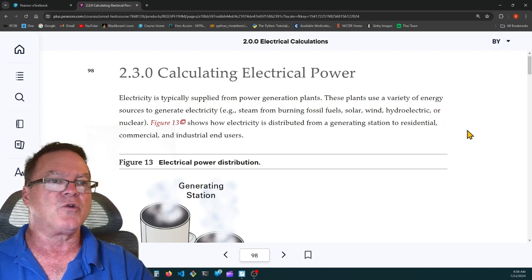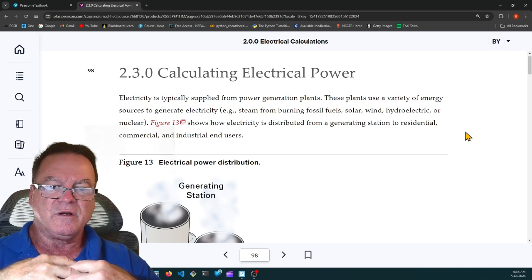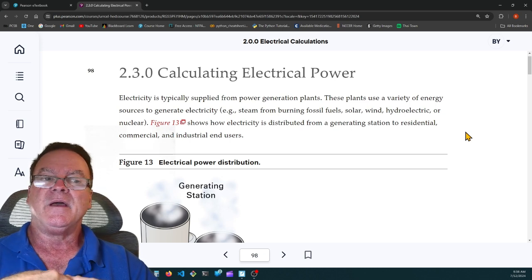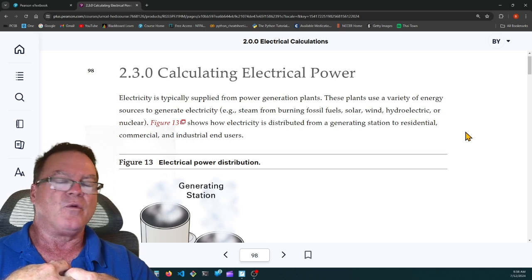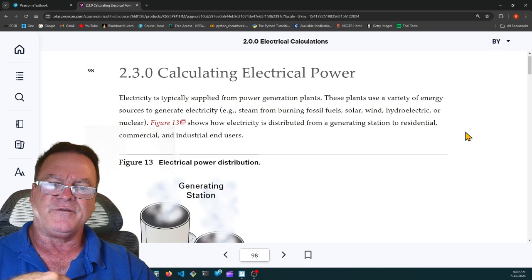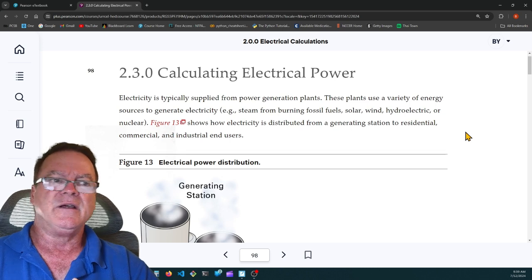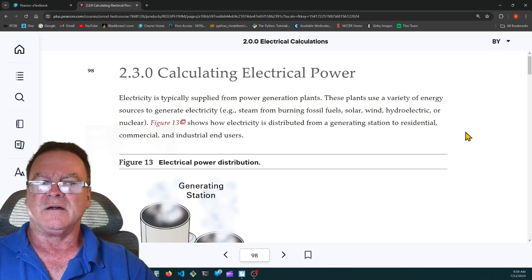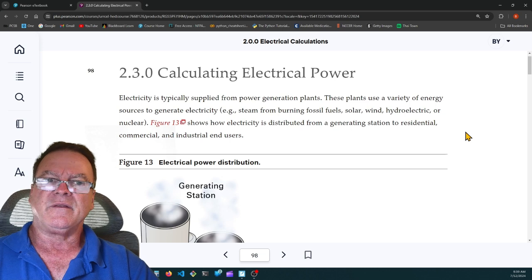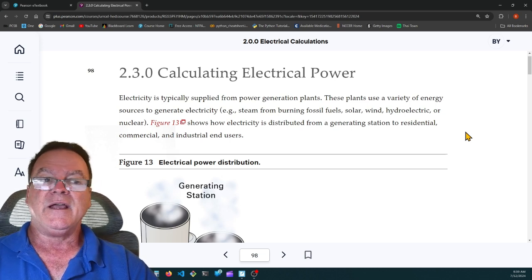2.3.0, calculating electrical power. Power is the amount of work being done. So there are different formulas you can use to calculate power. If you're lifting a weight a certain number of feet, you can calculate the amount of work needed to raise that weight that height. We have our own power. It's the work being done by the electricity.